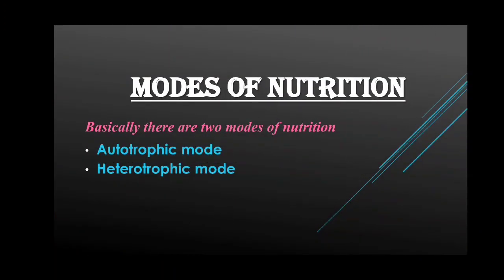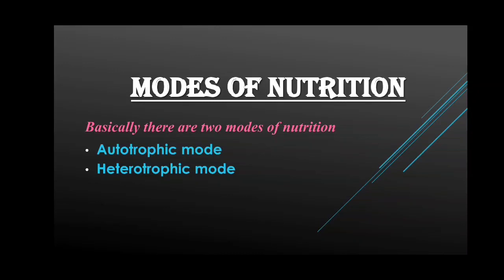Now, nutrition is the method, is the mode, is a process. There are basically two modes of nutrition, meaning there are two ways in which any living organism can take in food. These two ways are the autotrophic mode and the heterotrophic mode. Autotrophic mode of nutrition and heterotrophic mode of nutrition are the two basically categorized modes of nutrition. Now, autotrophic mode of nutrition is the mode of nutrition followed by plants.